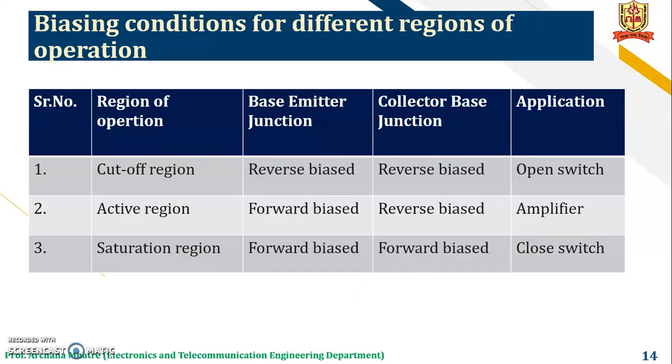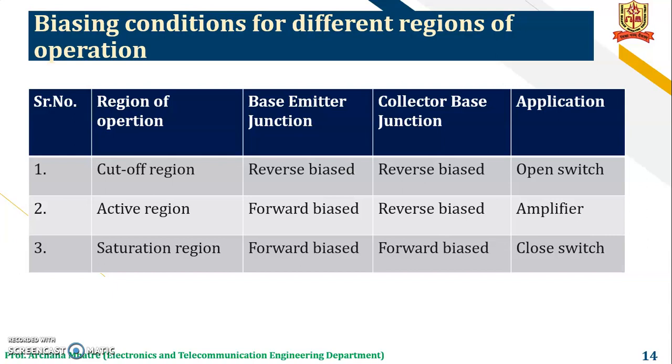Now these are the biasing conditions for different regions of operation. Now this table will indicate the transistor's regions of operation. First is a cutoff region. In cutoff region, the base emitter junction should be reverse biased, collector base junction should be reverse biased, and application of cutoff region: the transistor will act as an open switch.